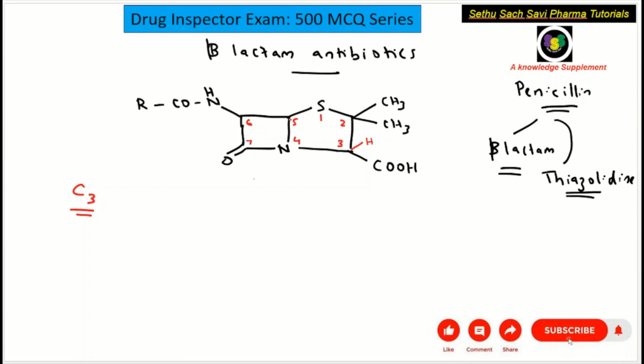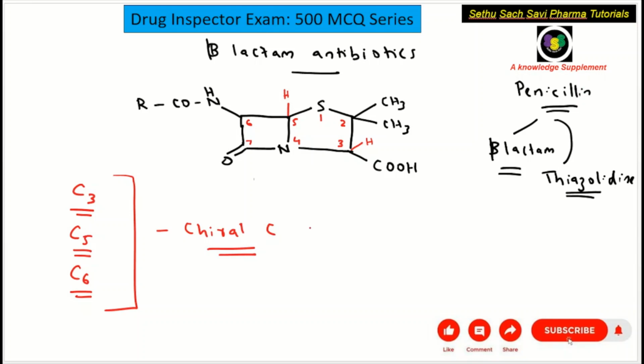Now if you look at the 5th position, or C5 carbon, that is also chiral because this carbon is attached to sulfur, one bond to nitrogen, another bond to carbon, and there is one hydrogen at this position. So all 4 groups at C5 are different. Similarly, C6 carbon is also chiral. So C3, C5 and C6 in penicillins are chiral carbons.